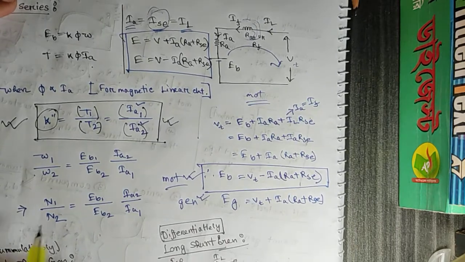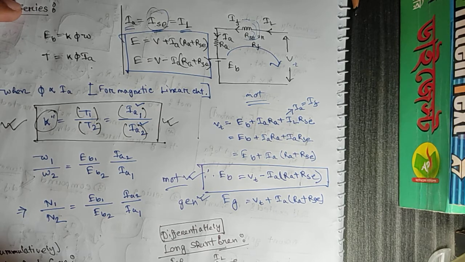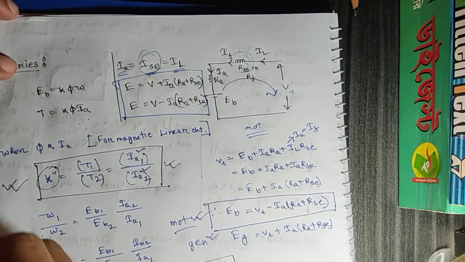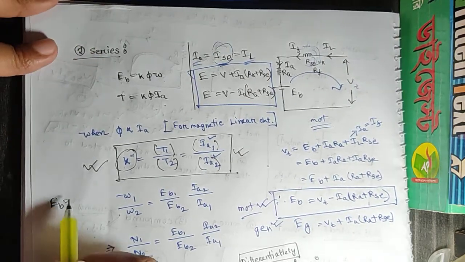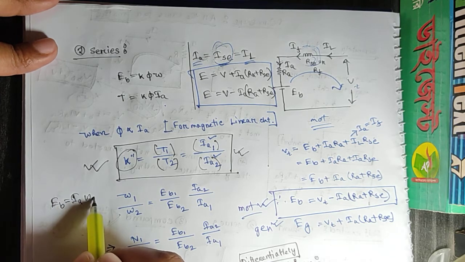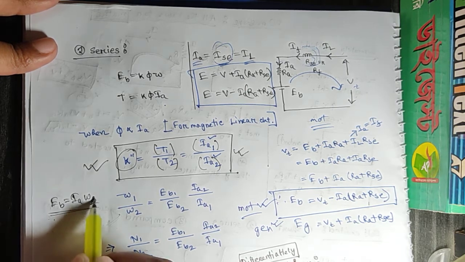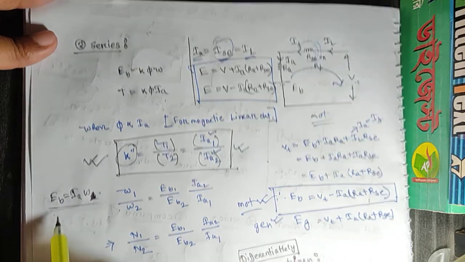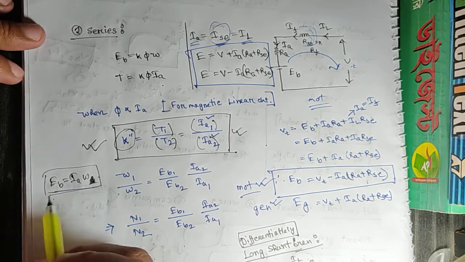And we know that back EMF equals K phi omega. You can write it from this one, this is the omega, but if the magnitudes of the two cases are given, you can use this equation.